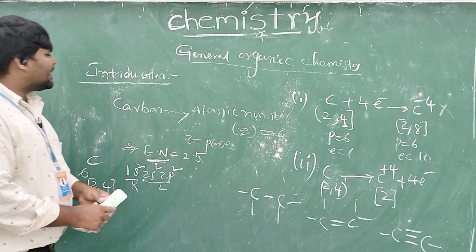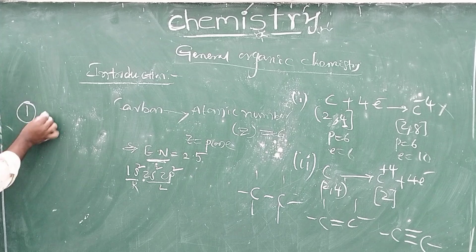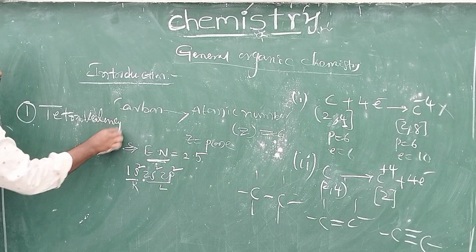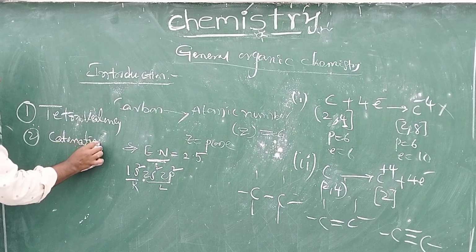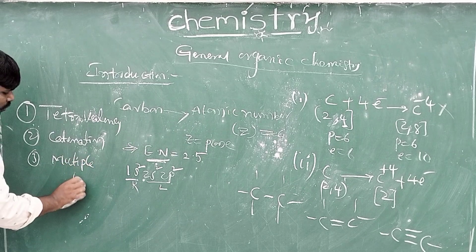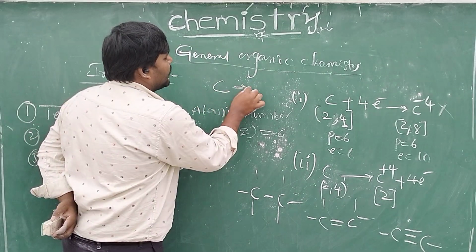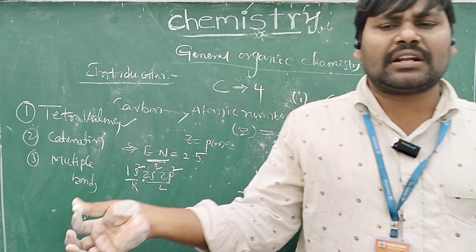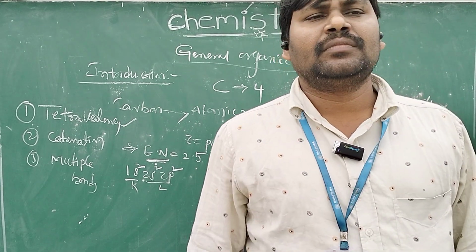Now what is the nature of carbon? The versatile nature of carbon. There are three characteristics. The carbon valency is 4, tetravalency. Second one is catenation property. Third one, it forms multiple bonds. Here tetravalency means carbon valency is 4, with either the same kind of atoms or different kinds of atoms. Catenation property is a unique property. Carbon atoms are linked with each other to form a bigger molecule, either straight chain, branched chain, or closed chain.